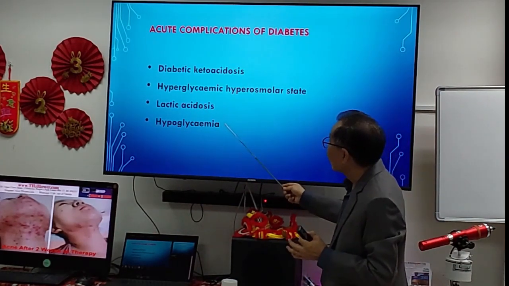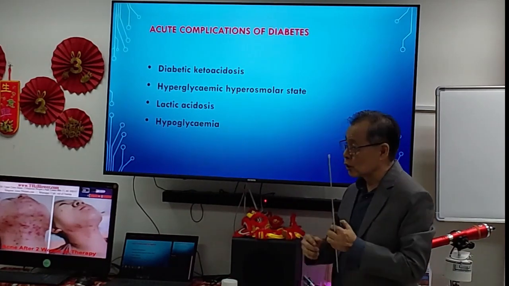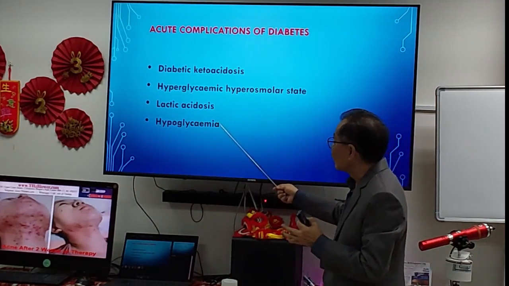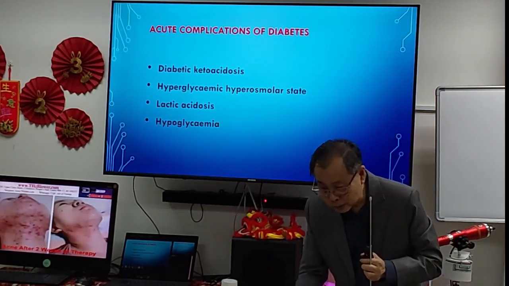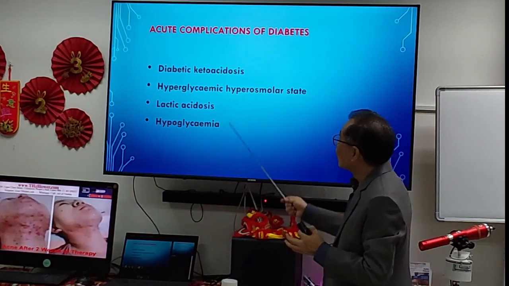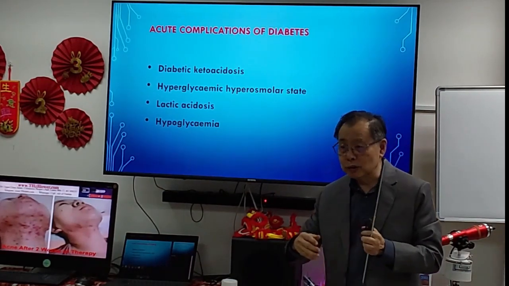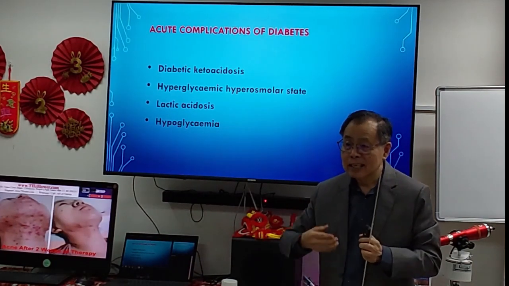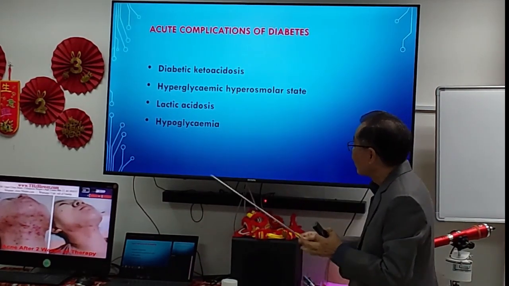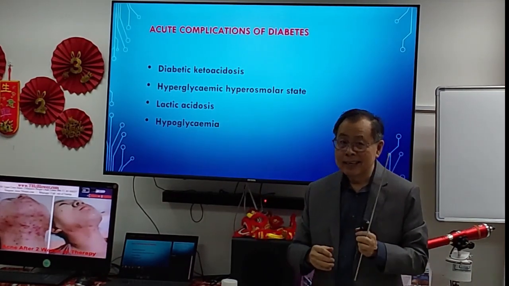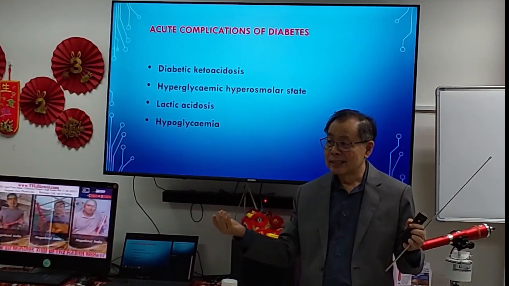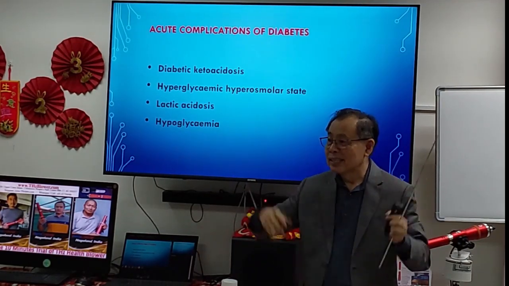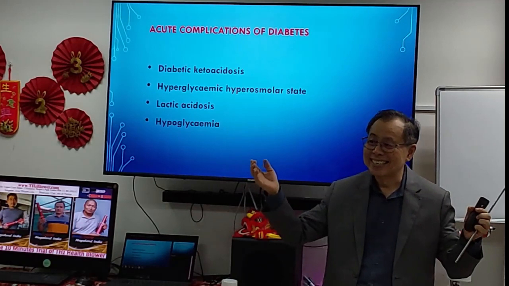And then another complication is when you administer too much insulin or you take too much anti-diabetic medication, you go into a situation where your glucose goes very low: hypoglycemia. All these four conditions can cause you to be unconscious or very restless, confused, and disturbed. Hypoglycemia is easiest. If he appears to be normal, all you need to do is take some glucose, or inject glucose. They wake up straight away. Very simple.